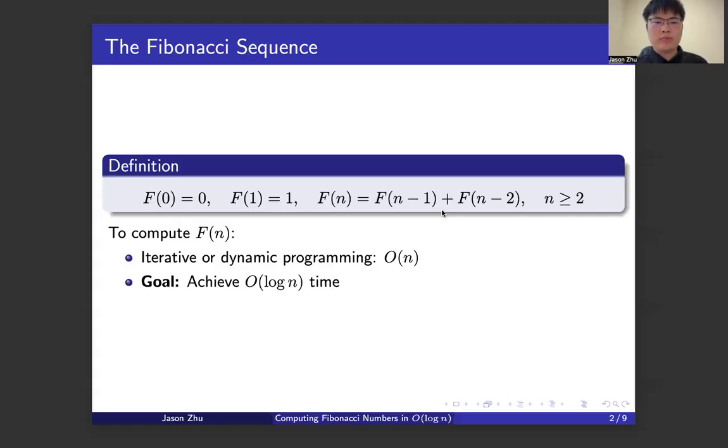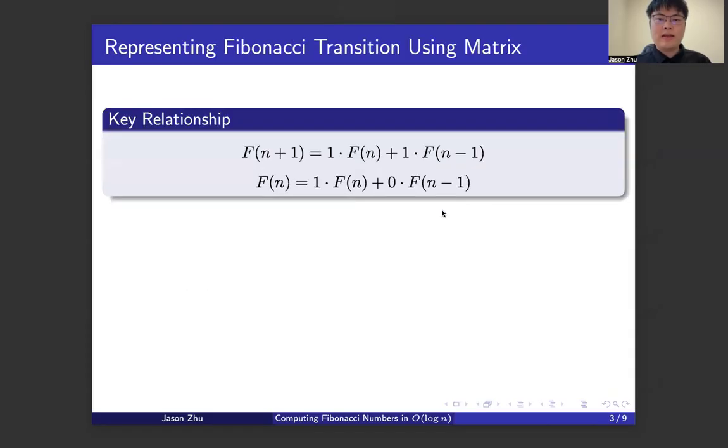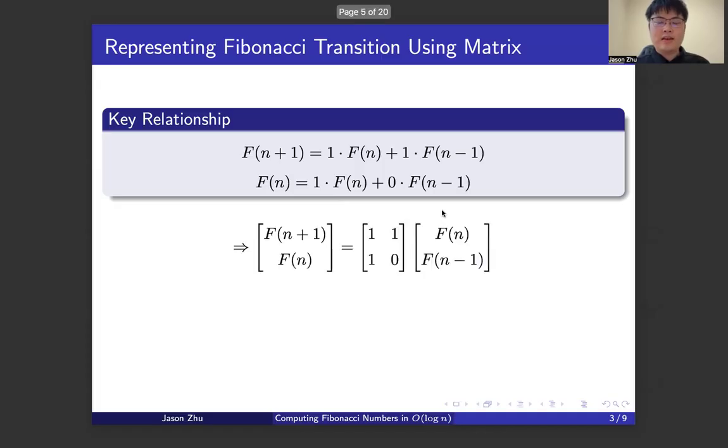Normally, to compute the nth term of the Fibonacci sequence, we do iterative or dynamic programming, which costs O(n) time complexity. What we want to do today is to achieve O(log n) time complexity. A key relationship is to identify the Fibonacci transition using a matrix. As we can see, the operation of calculating the next term is just Fn plus Fn minus 1.